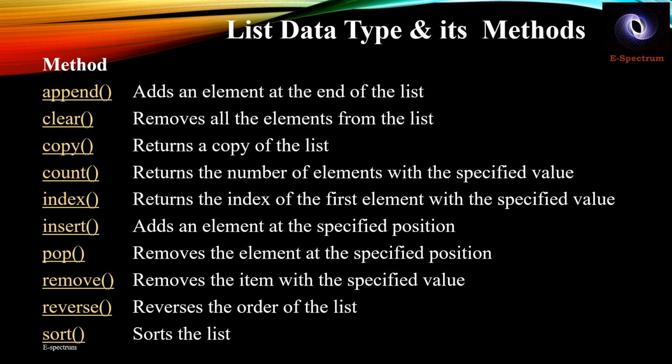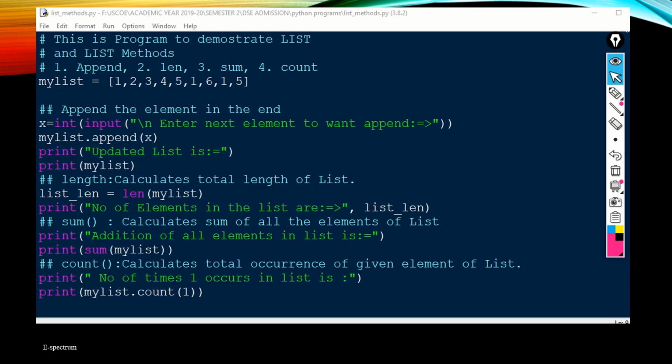Let us see how these methods can be used through the program. Let us discuss some of the methods which are supported by Python for the list data structure. Okay. In this program, we will see the different methods, that is append, how it works, length, sum and count. These four methods we will see in this program. So we have created a list with square brackets as a collection of some numbers. Now the first method is append. So how is the syntax of the method?